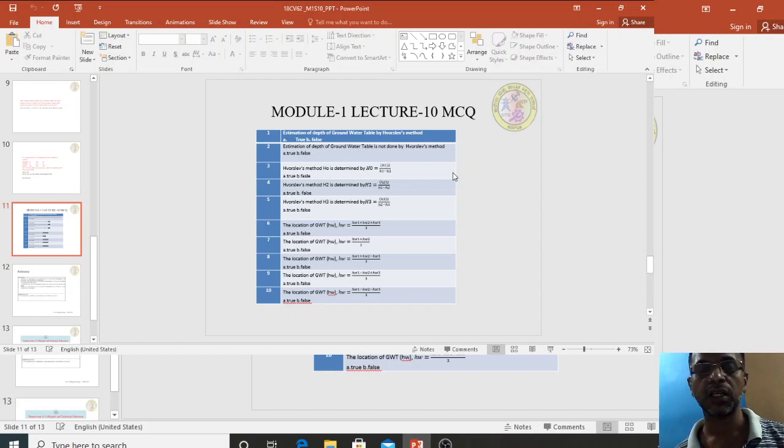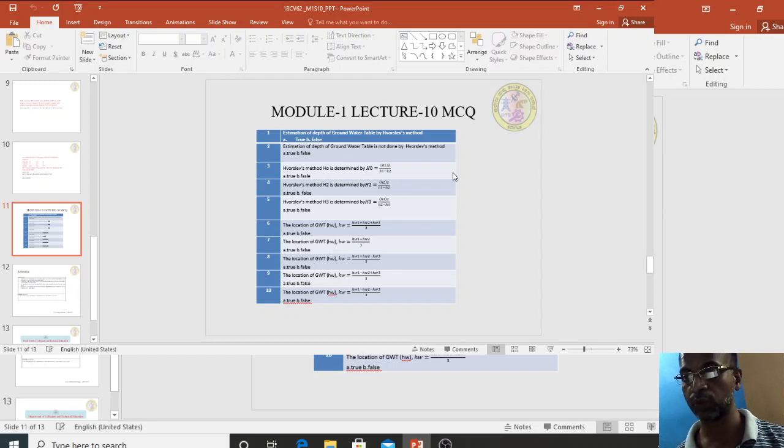As per the textbook information and the classroom discussion, Hasley's method is used for determining the groundwater table. Therefore, this statement is wrong and the answer is B, false. Hasley's method for H0 is given by H1 square divided by H1 minus H2. Formula is correct. Option A, true. Hasley's method for H2 is determined by H2 square divided by H1 minus H2. The statement is correct. Option A, true. Hasley's method for H3 is determined by H3 square divided by H2 minus H3.